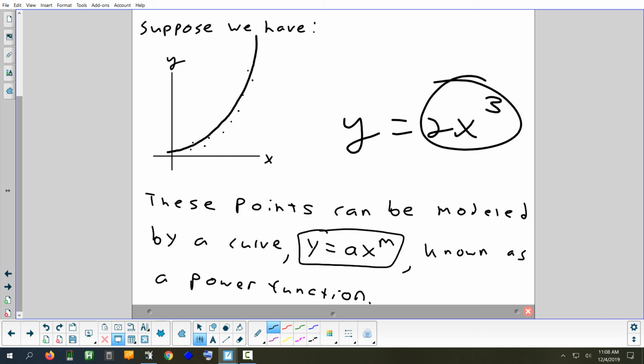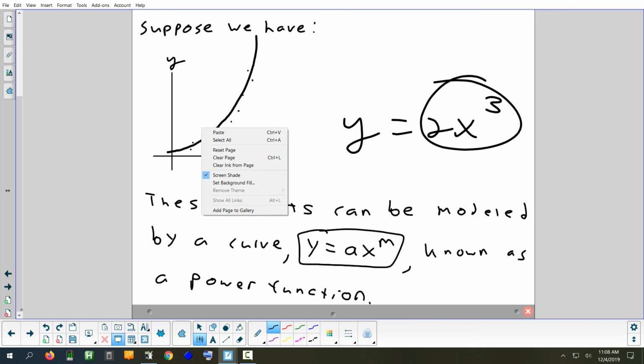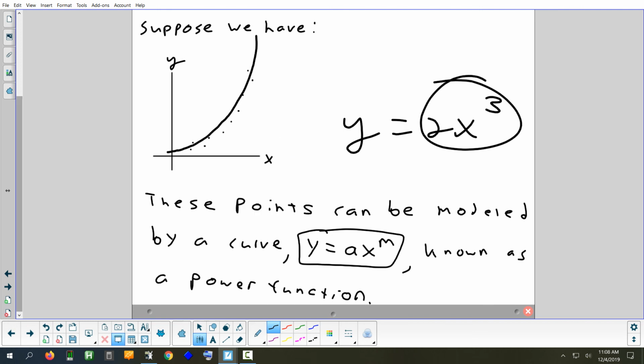That's what you have to find. What I wrote right there is not the answer to this problem on the left. I just made up 2x cubed. That's just an example of what a power function can look like. The number for A is 2, and the number for M was 3.